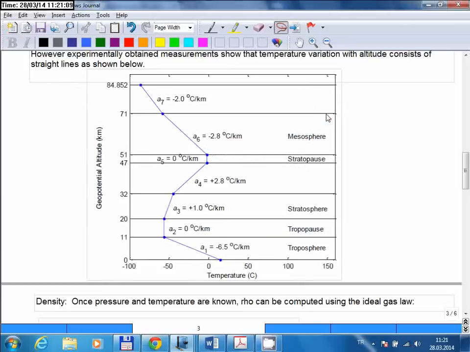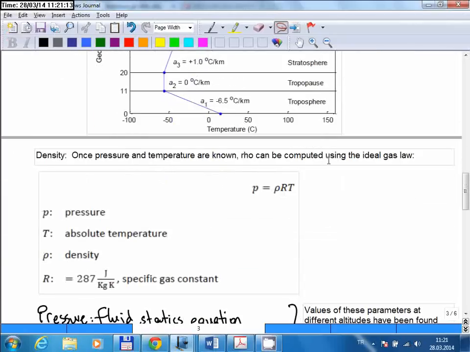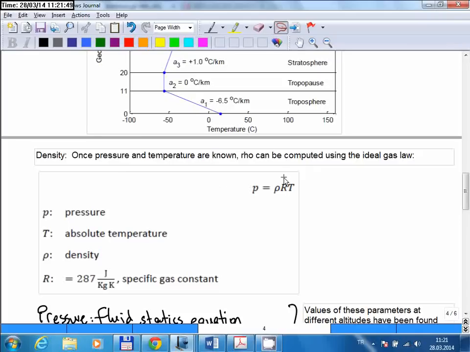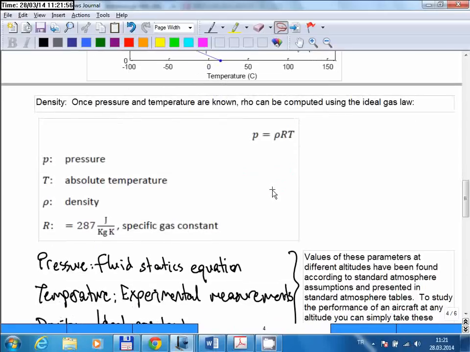And once you know the pressure and temperature, you can calculate air density using the ideal gas law, using this relation here. So once pressure and temperature are known, air density rho can be computed using this relation. Okay, so if I, for example, ask you to calculate forces at 10 kilometers, which is this altitude here, you need to know the pressure and temperature, which you can take from this data, for example, and then using these numbers in this relation, the pressure here, the temperature here, you can calculate the air density, and that's what you are going to use in the aerodynamic force equations.